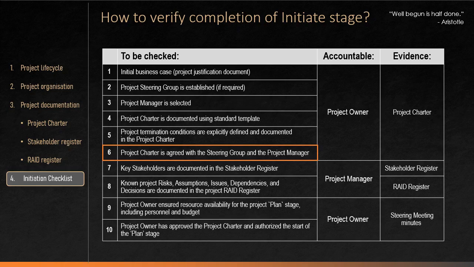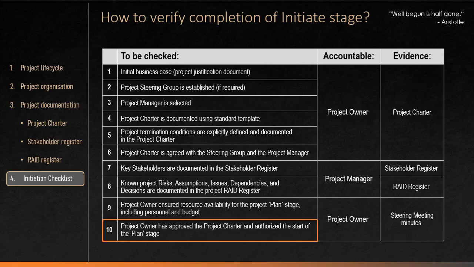All those 6 activities, as you can see, are under the accountability of the project owner. The next two activities are expected to be performed by the project manager: key stakeholders have to be documented in the stakeholder register, and the project risks, assumptions, issues, dependencies, and decisions have to be documented in the project RIDE register. And finally, when all those 8 activities are done, the project owner needs to assure that the resources are available for the project to be planned, and those resources include people and money.